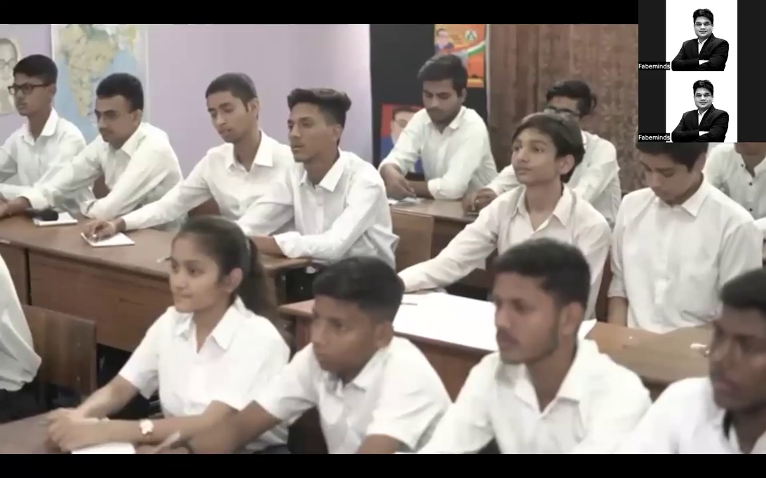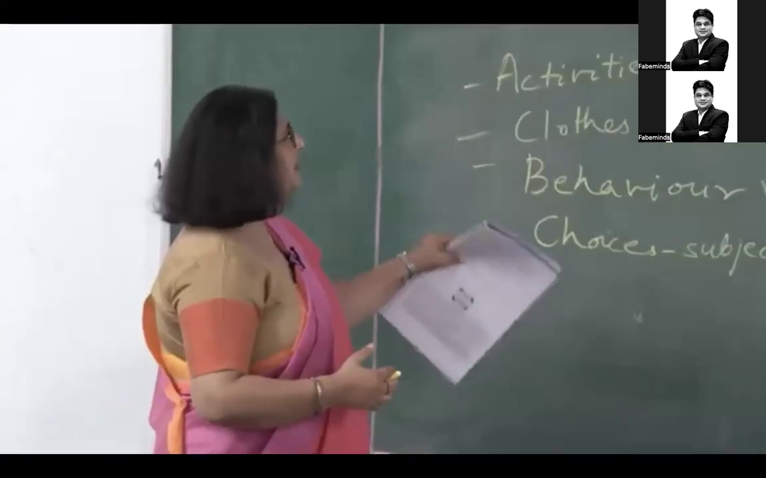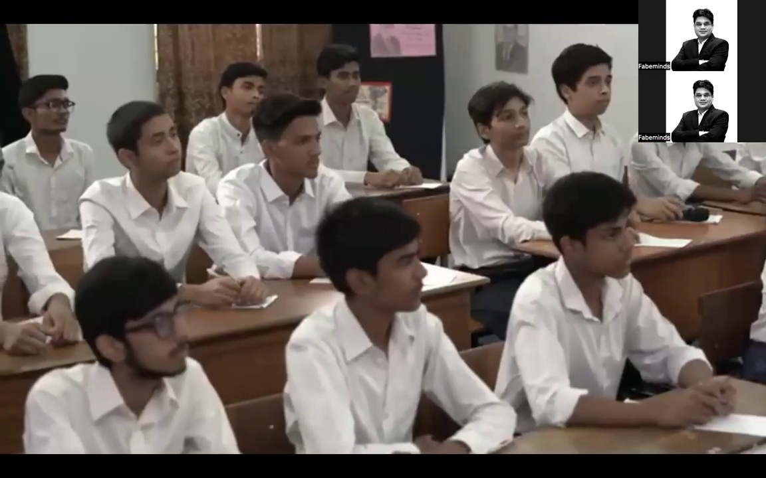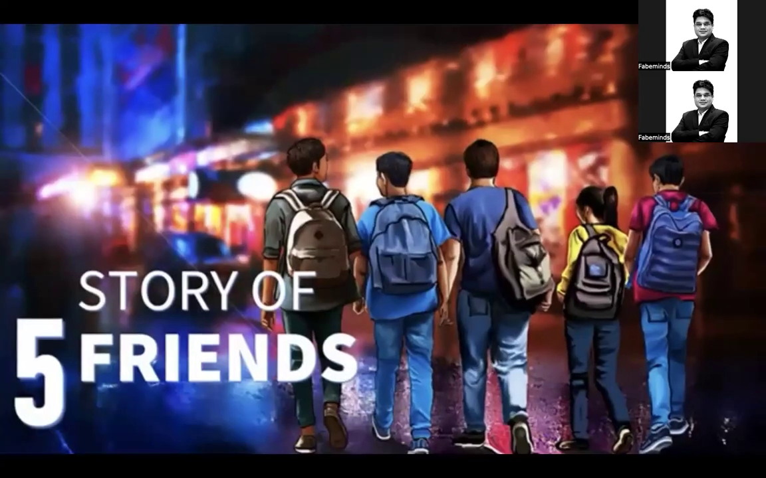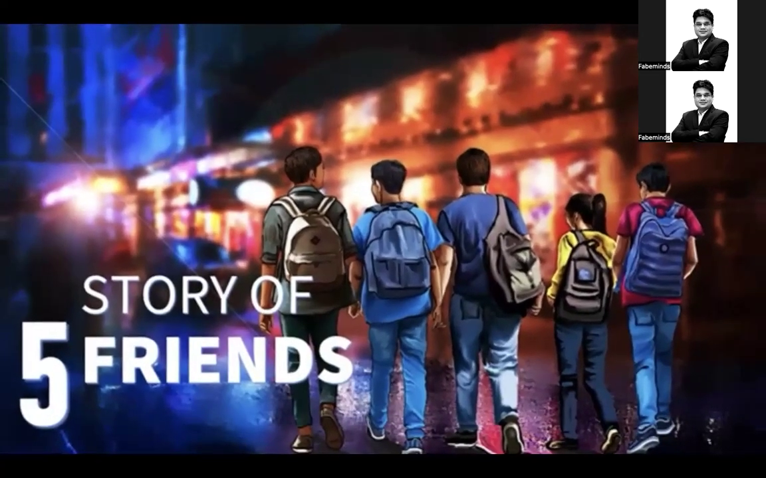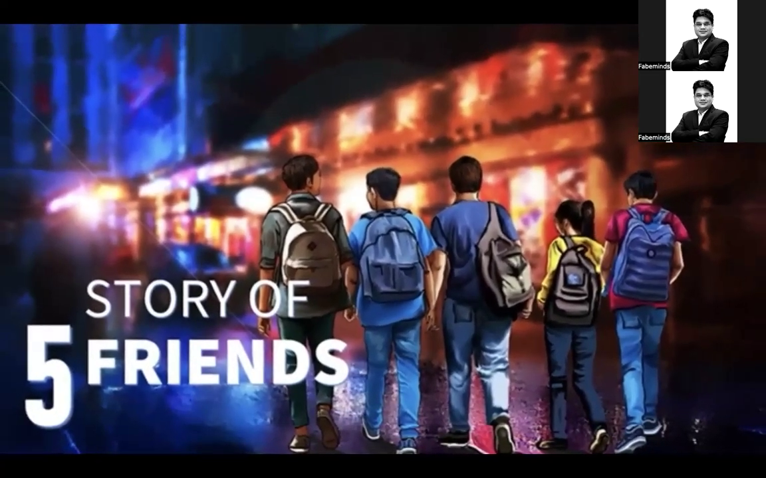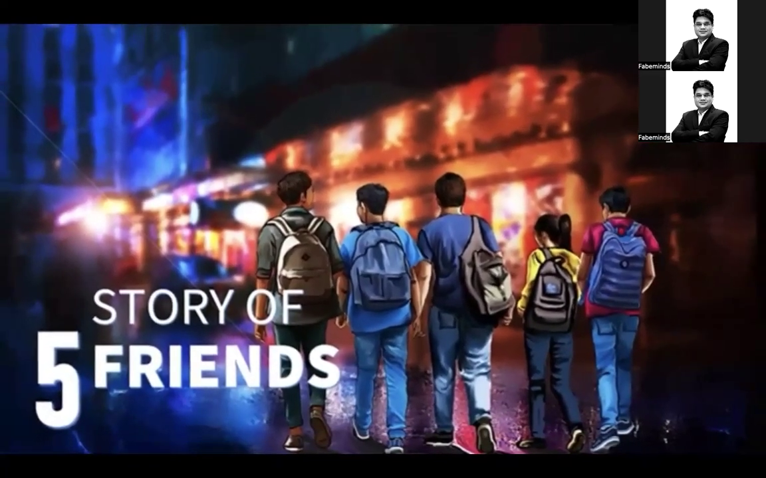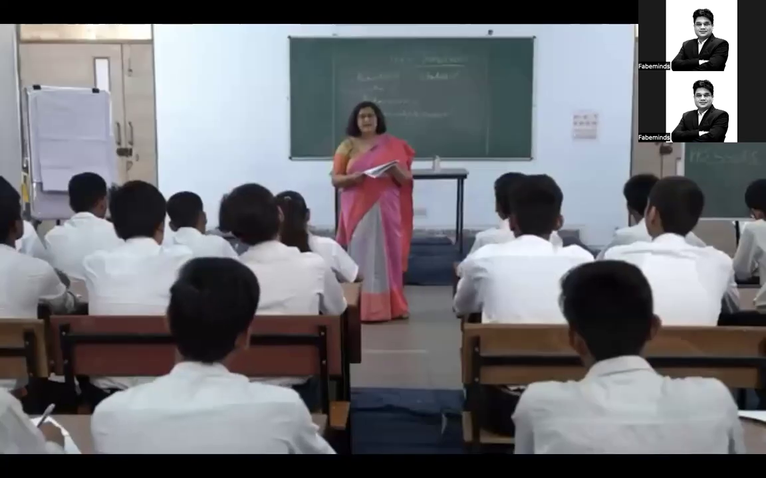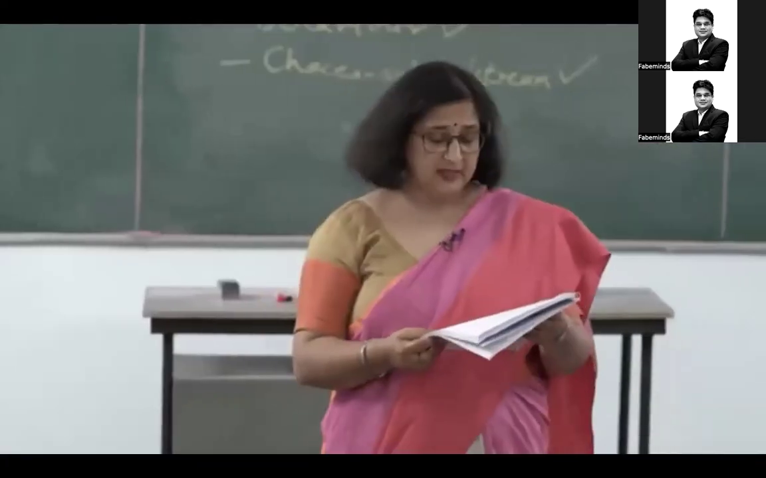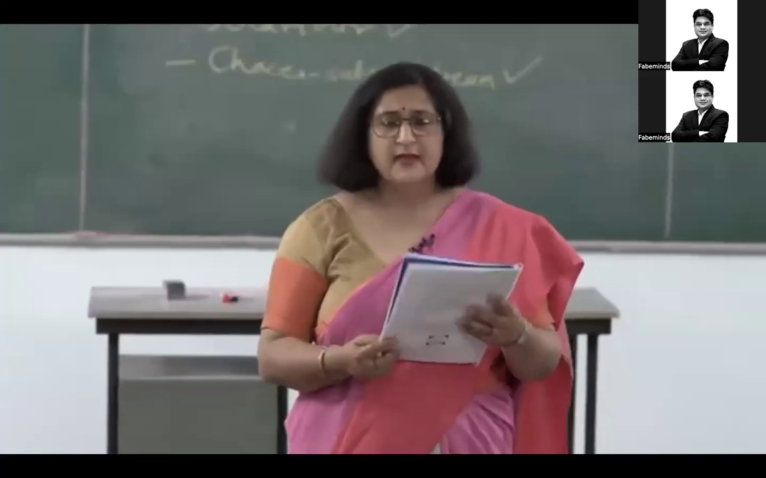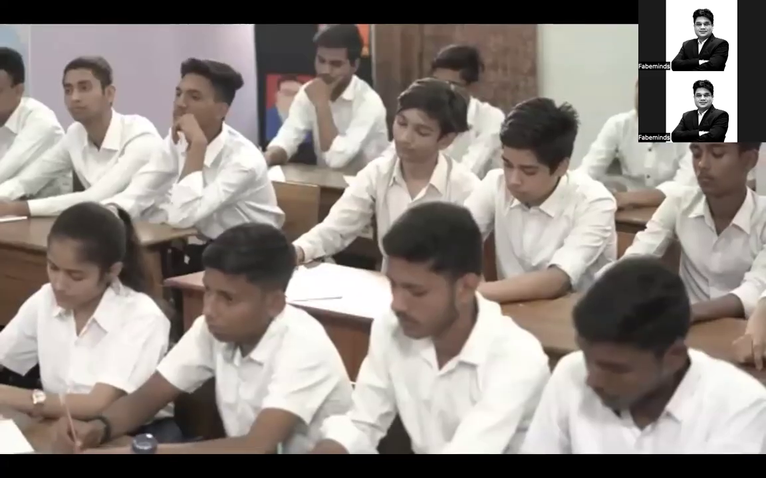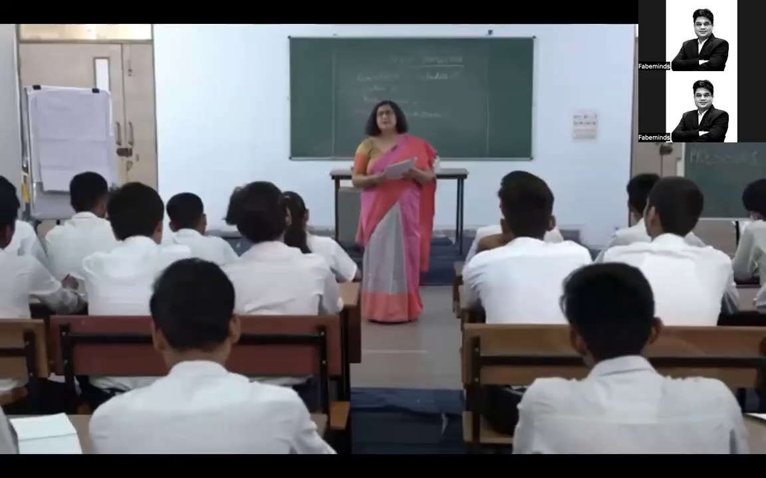But before we move on to discussing the influence in a little more detail, I would like to tell you a story. So this is a story of 5 friends. Okay? Who are the friends? Sameer, Ali, Deepak, Anita and Monu. So there are 5 friends, Sameer, Ali, Deepak, Anita and Monu. They are very good friends. They study in the same school, and Anita is Deepak's sister.